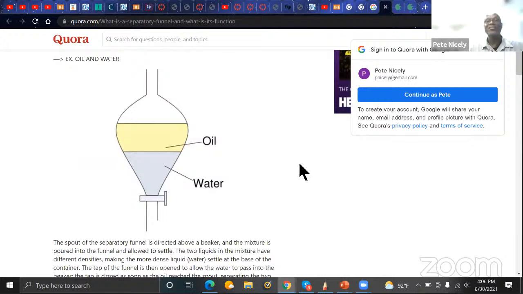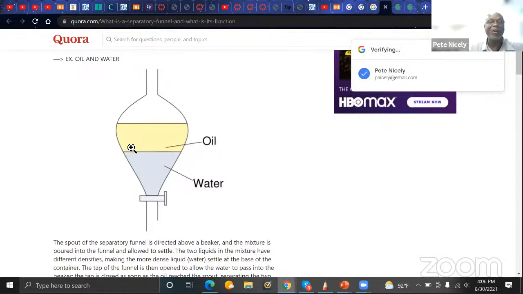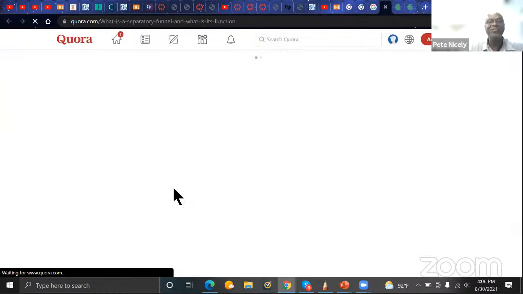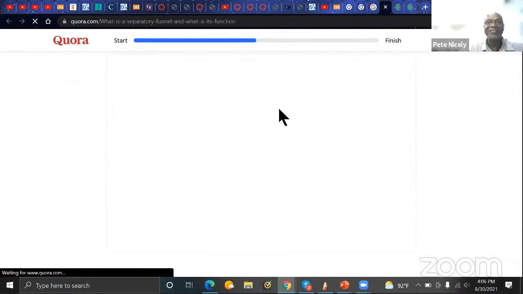All right, so this is a diagram representing what a separator funnel looks like. And you'll notice that there's a tap right here. So basically what you do is pour your mixture into the funnel, right? As I said before, in the case of oil and water, the oil will be at the top and the water will be below.